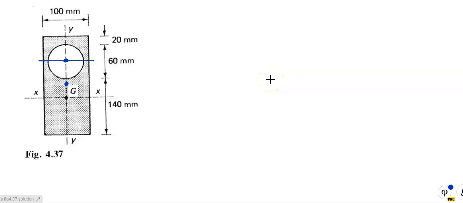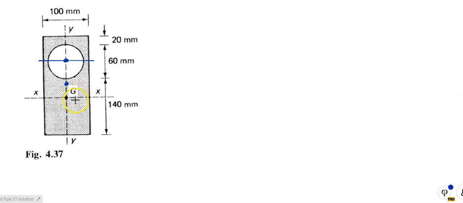Majuni, here's the second one. Now, Majuni, this one, if you look at it, you'll see there's the y axis and the x axis. They've drawn it in for you already. That means the centroid for this section is sitting over there.